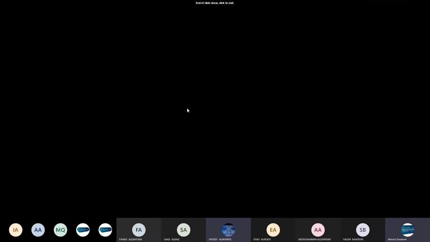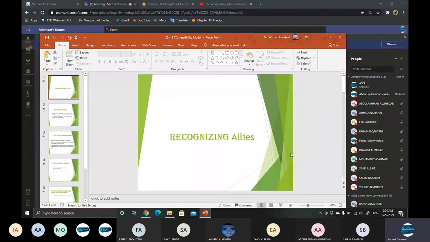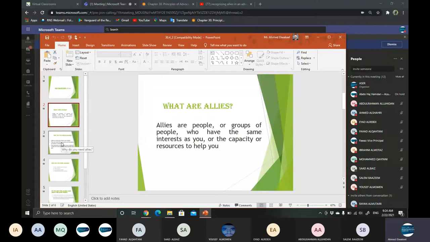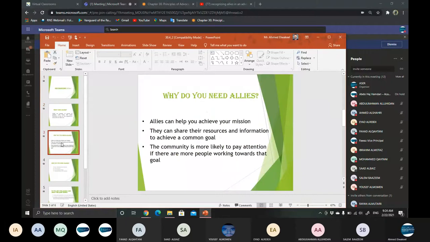Contact your allies. So we have many, many ways to help us recognize the allies in our advocacy campaign. Of course, we need first to identify them: the allies are the people who are very caring about our problem. We need to know why we need them. Because the more people you get in your advocacy campaign, the more effective you will be in making a difference, making a change.